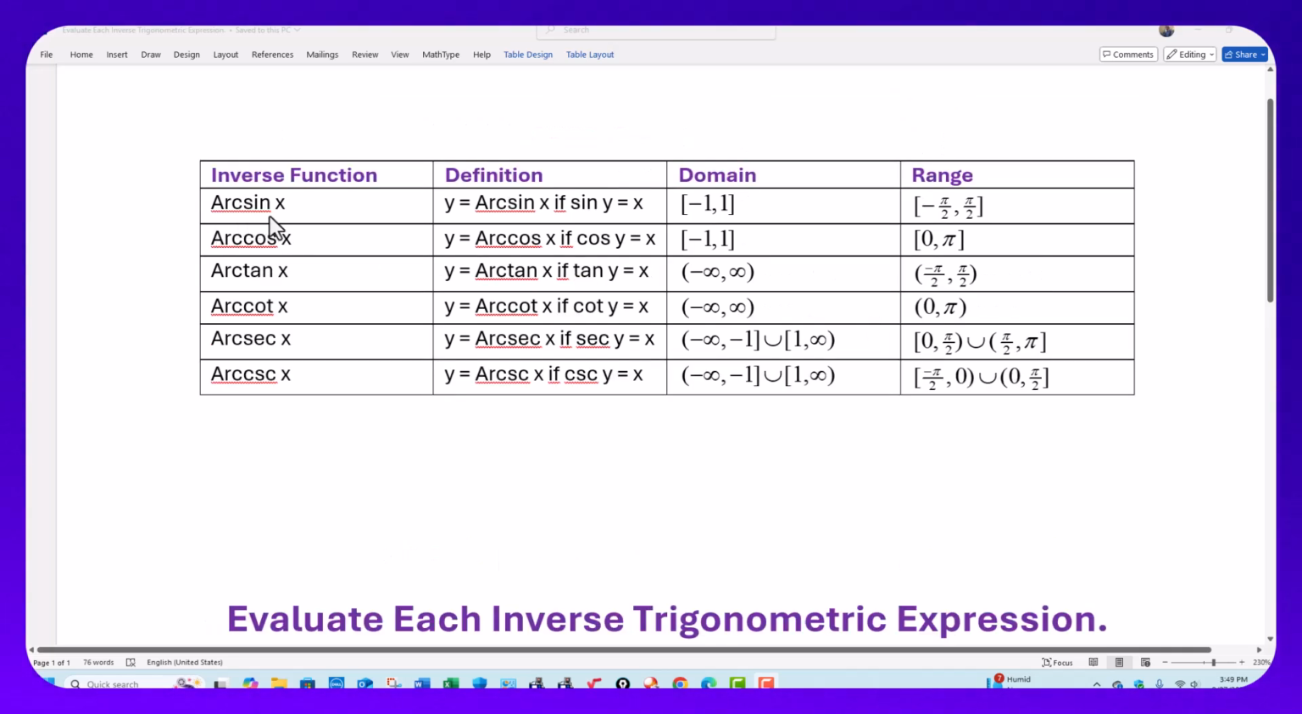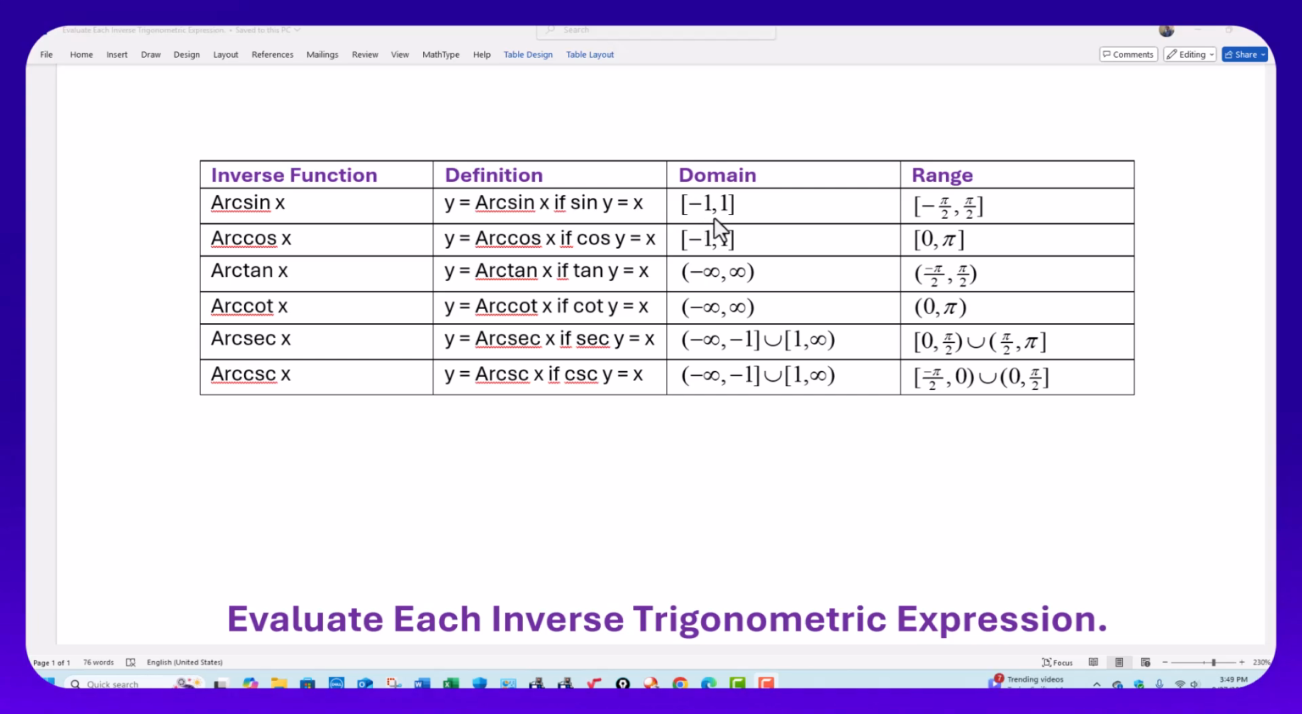So for the arcsine, there's your definition. The domain is between -1 and 1, including the endpoints there. And the range goes from -π/2 to π/2. For the arccosine, there's your definition. That has the same domain as the arcsine, -1 to 1, including the endpoints there. And then the range goes from 0 to π.